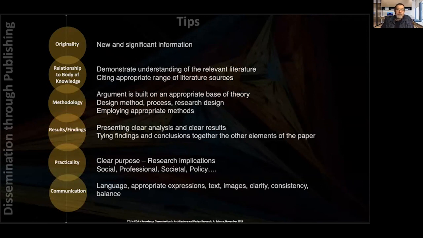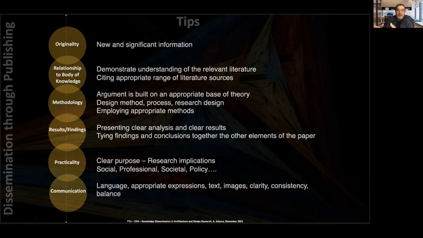Number one is originality. Most journals require original work, work that has not been published elsewhere. And these questions related to originality could be, for example, does the paper contain new and significant information adequate to justify publication? Even if you have a good paper, but it doesn't have enough new information, it doesn't justify publication.